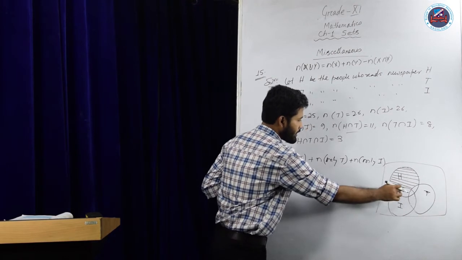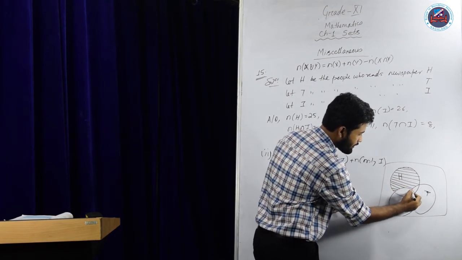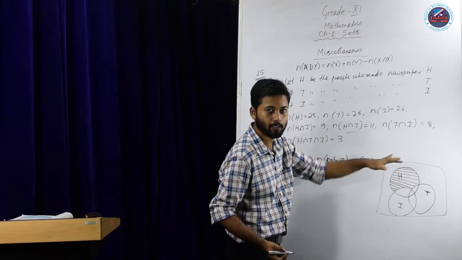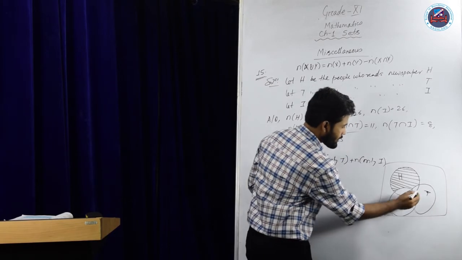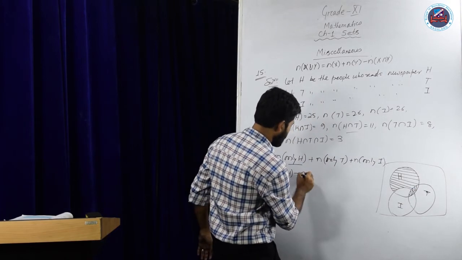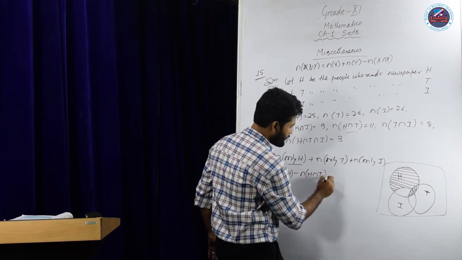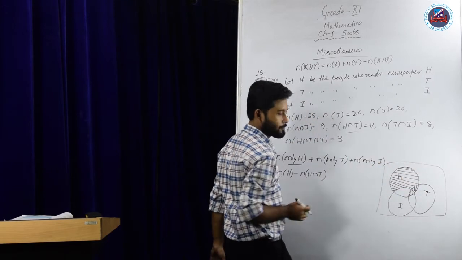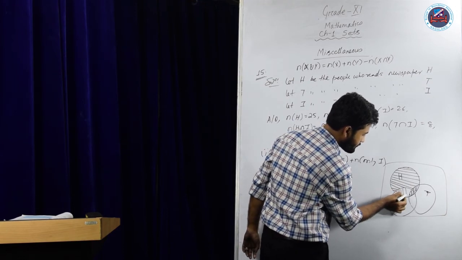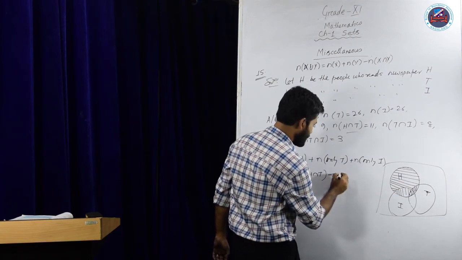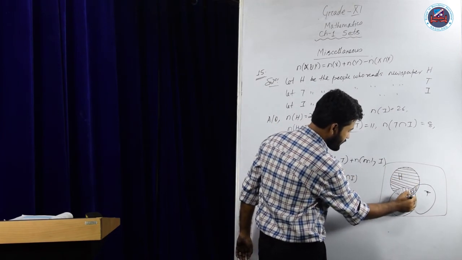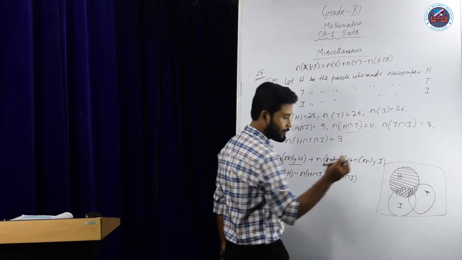So from this whole H, I need to subtract this portion and this portion, to get this shaded part. So what do I need to subtract? At first I shall subtract this part. What is this? This is the number of elements of H intersection T, because this portion is the intersection of H and T. Fine. Now I shall subtract this part. What is this? Minus H intersection I, because this portion is the intersection of H and I.